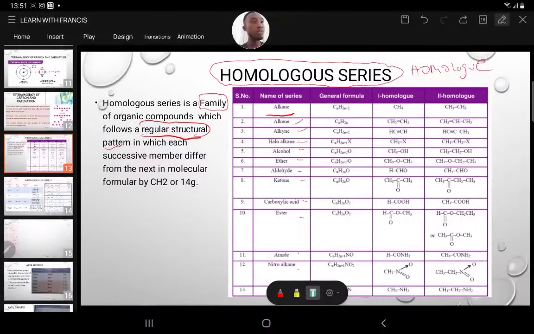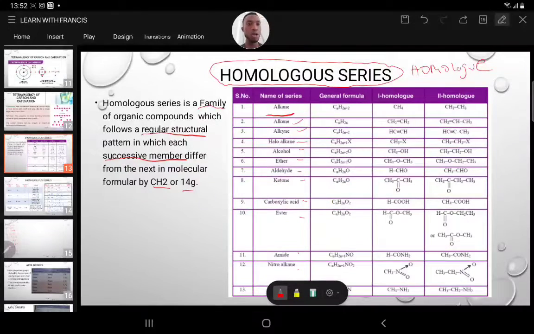Now, according to this definition, which I got from Ababio New School Chemistry: homologous series is a family of organic compounds which follows a regular structural pattern in which each successive member differs from the next in molecular formula by CH2 or 14 grams. Now, I'm going to be breaking down these keywords: family, regular structural pattern, successive member, CH2. So these are the key things I'm going to break down.